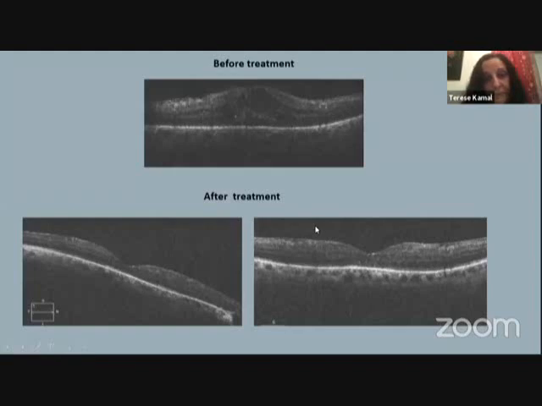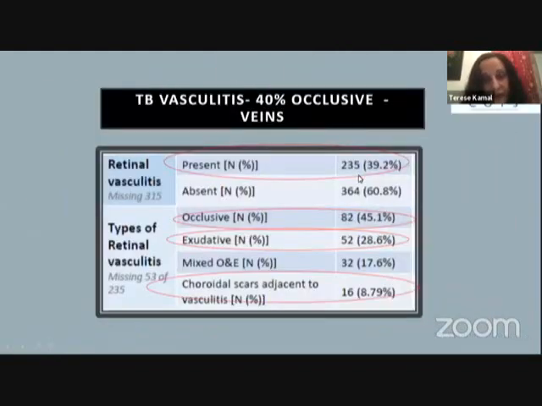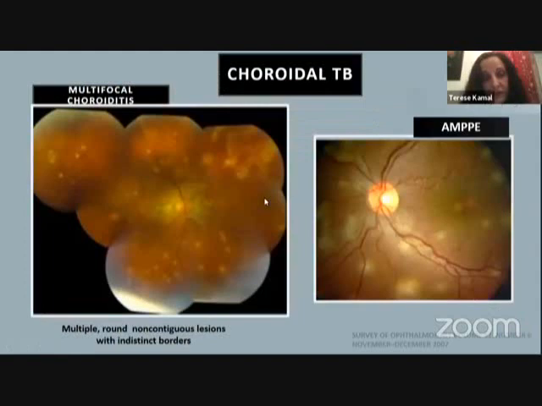In the COT study, they found vasculitis in about 40% of the cases. 45% of those were occlusive vasculitis. The exudative type, which is the type I showed you in the mesenteric TB patient, accounted for up to 28% of the cases, and the choroidal scars, or the Knox signs that I mentioned, were found in about 9% of the cases. Choroidal TB is sometimes one of the most aggressive types of TB because, as I mentioned, the bacilli find their way to the eye through the choroid, which has very high oxygen tension. Choroidal TB could be in the form of multifocal choroiditis, which appears as multiple rounded non-contiguous lesions with distinct borders, or may come in the form of serpiginous-like lesions.